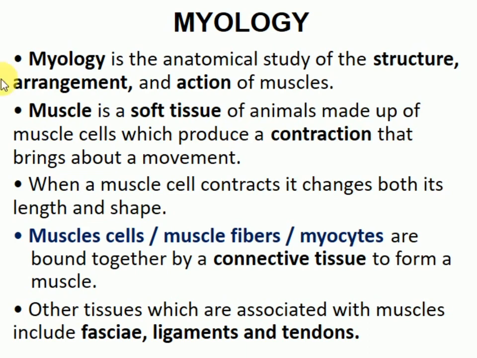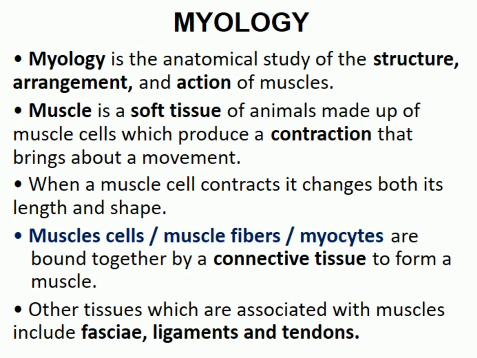Now, when a muscle cell contracts, it changes both its length and shape, as we shall see later, because contraction of the muscle causes its length to decrease by about one third or one half. But its shape also changes, because when it contracts, it becomes thick. So the shape of the muscle cell changes when it contracts.